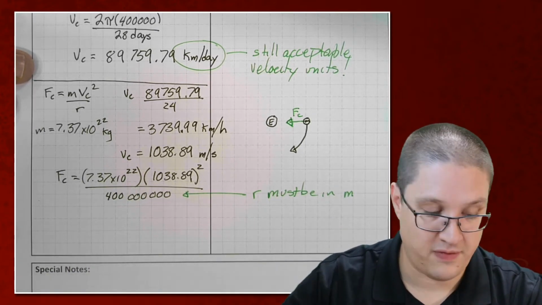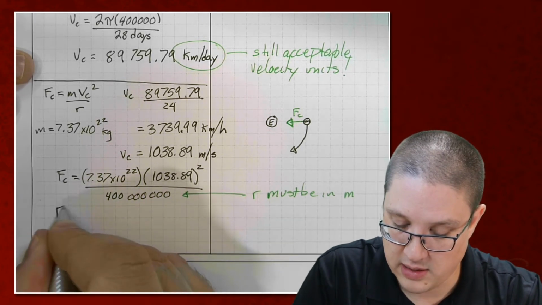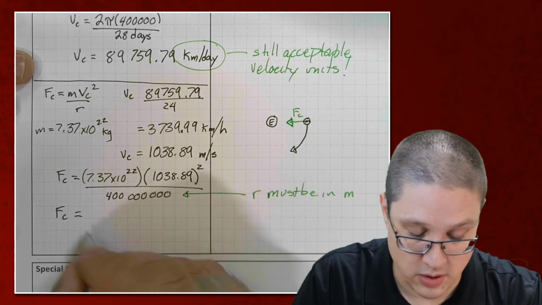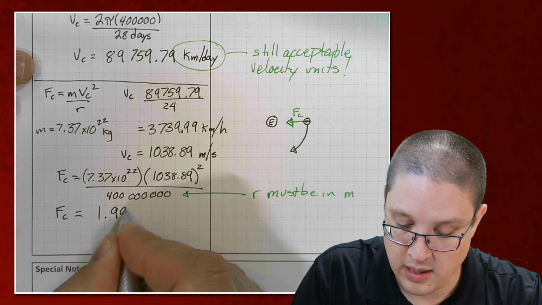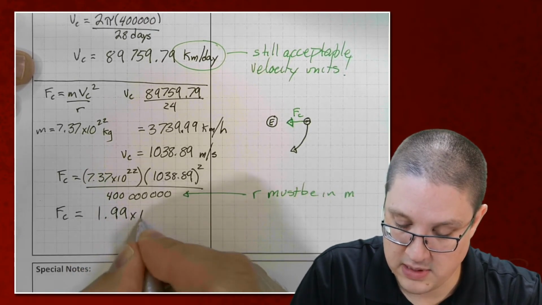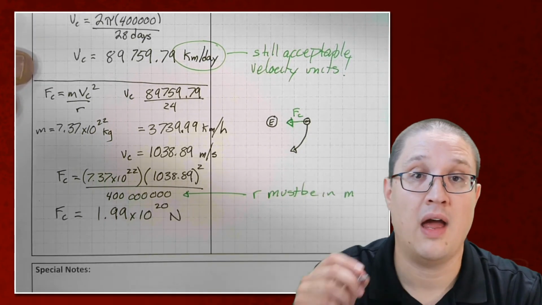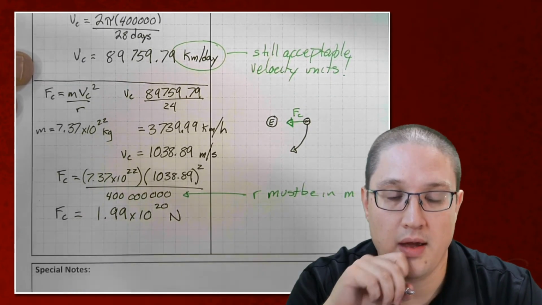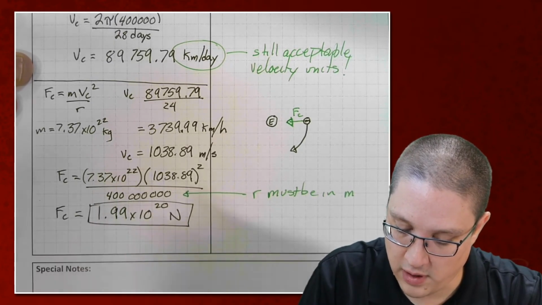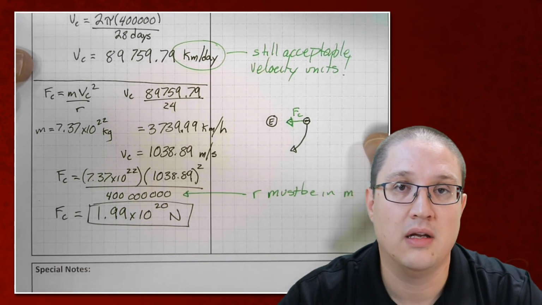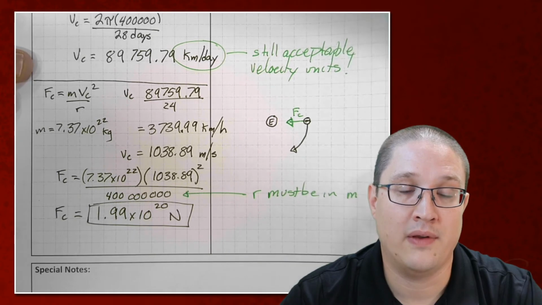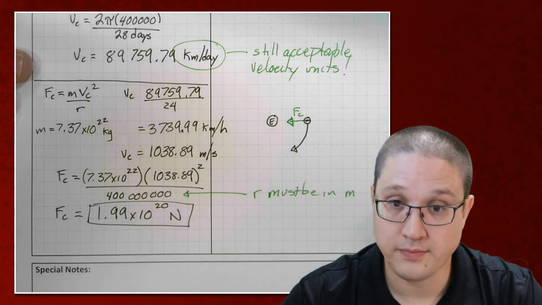Plugging all of this in and figuring it out, my centripetal force works out to 1.99 times 10 to the 20 newtons. And there we go. That is an awful lot of force, but the moon is awful big. Keeping it in orbit around the Earth requires a large amount of force.